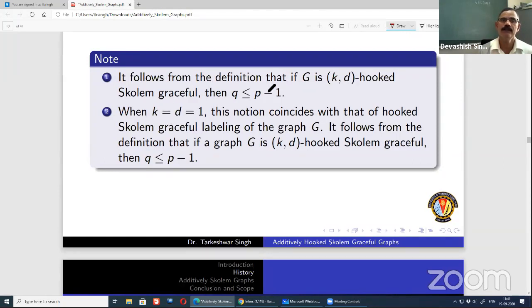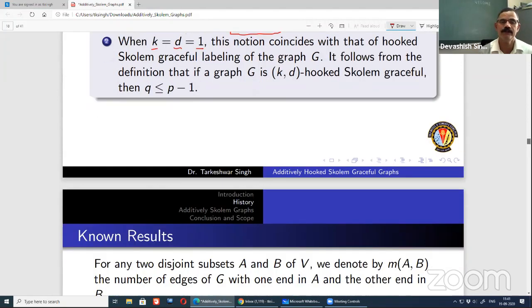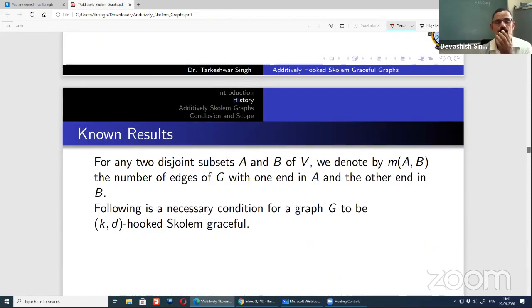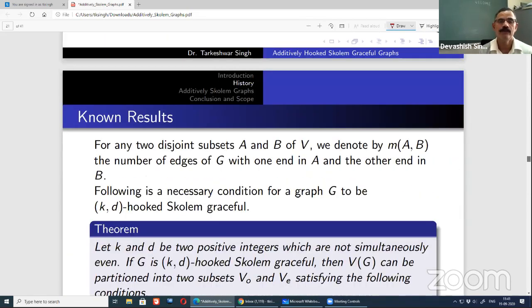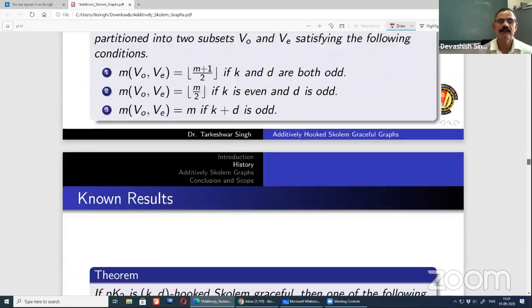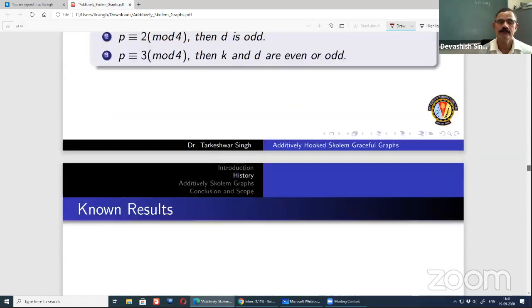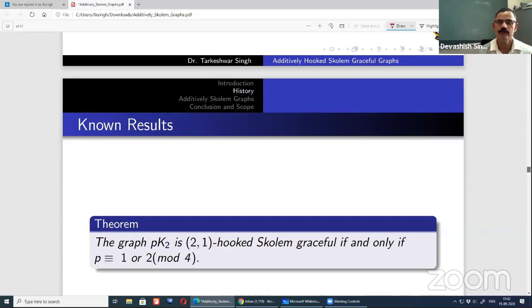This is one thing we are also going to get: q is always less than or equal to p-1. That we can say immediately. If k and d are equal to 1, that is the usual hooked Skolem and Skolem graceful labeling of the graph. We generated many results on that. These are some known results. Let us forget about this one. These are some known results about the kd-hooked Skolem graceful graphs and kd-Skolem graceful graphs.